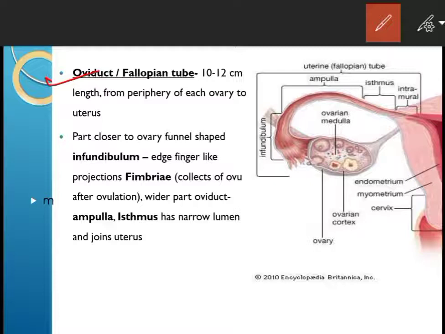The infundibulum is broad and funnel shaped, with its edges bearing motile finger-like projections called fimbriae. It helps in collection of ovum after fertilization. So children, you can see this structure. This is infundibulum. It has the finger-like projections called fimbriae, which helps in collection of the ovum after it is released from the ovary.